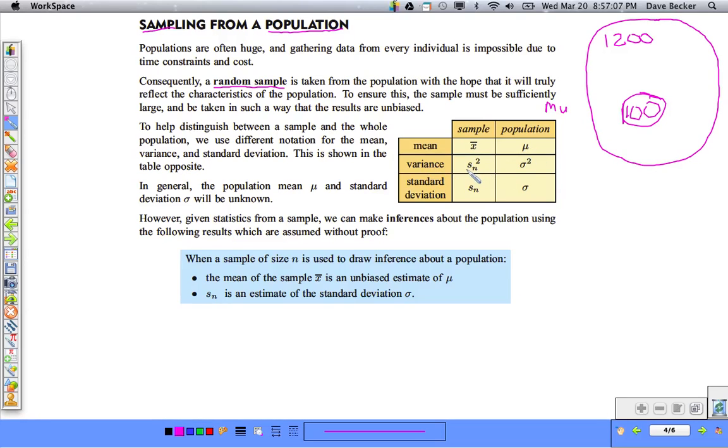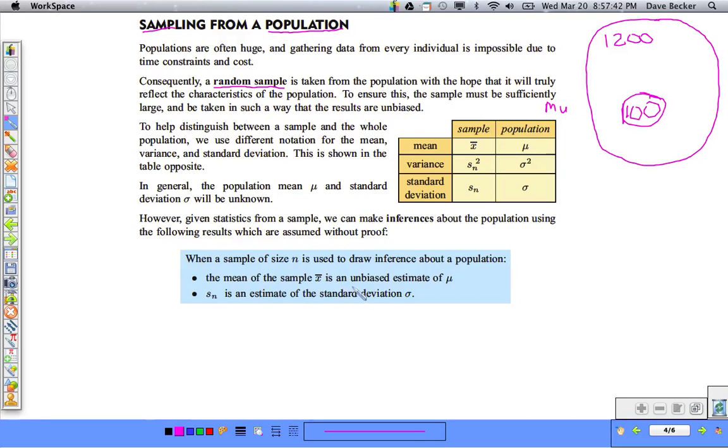Variance, we already saw that in the previous example, S sub n squared, and that's for a sample. If it's a population, it's the lowercase Greek letter sigma squared. Standard deviation, the square root of variance, S sub n, and the Greek lowercase letter sigma for the entire population. So it's just really a matter of notation as to whether we're talking about a sample or a population.